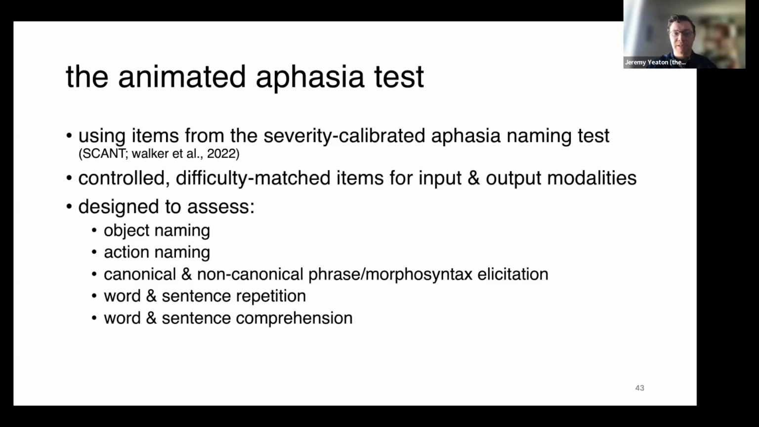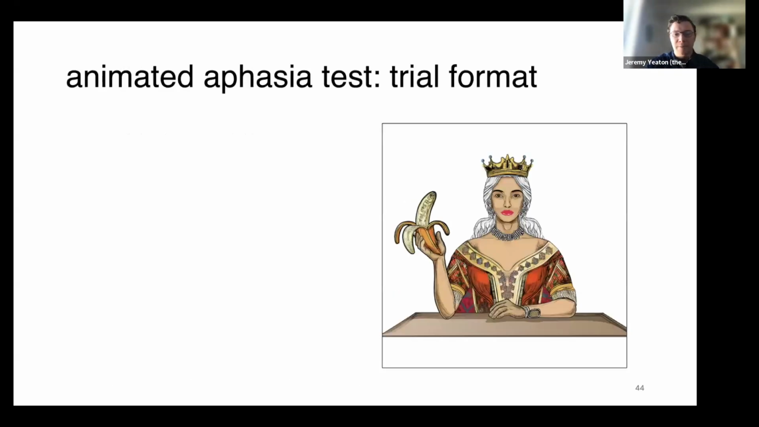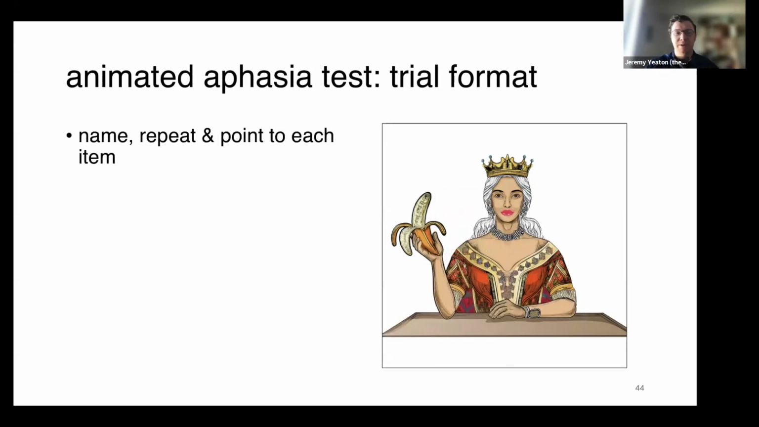It's designed to assess object naming, action naming, canonical and non-canonical phrase and morphosyntax elicitation, word and sentence repetition, and word and sentence comprehension. So a lot of stuff happening all at the same time. How could we possibly do this? Let me show you. We have these nifty little animations of some actions happening. First, participants are asked to name, repeat, and point to each item. The pointing is, say, can you point to the banana? In that version of it, at this stage of the task, it's not moving, but I didn't want to have too many different pictures.